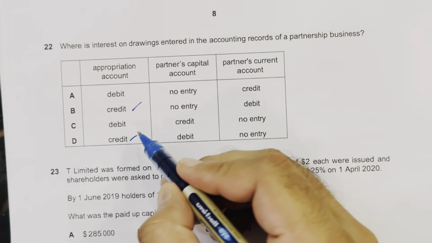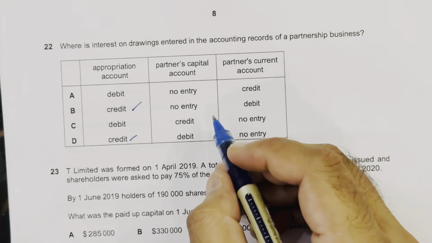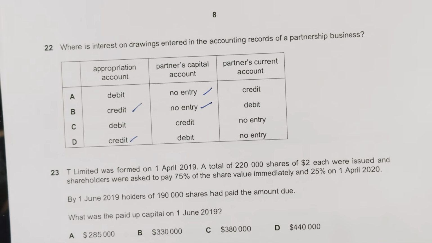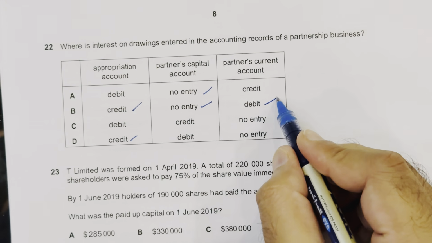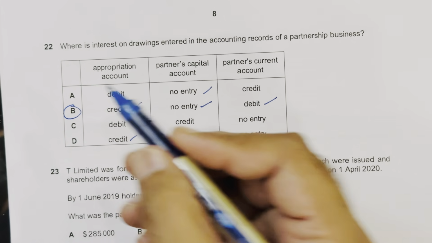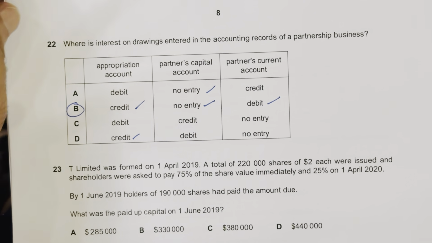So option B and D, any can be true. Partners' capital account is not affected by it, so no entry. Partners' current account should be debited, so option number B is carrying all those ticks. Moving to question number 23.